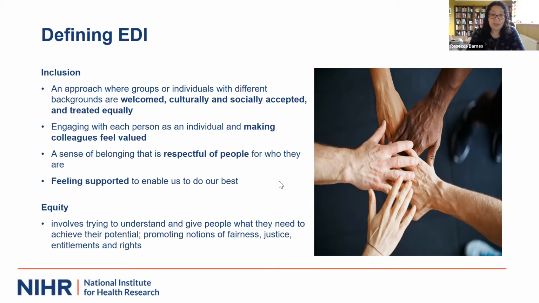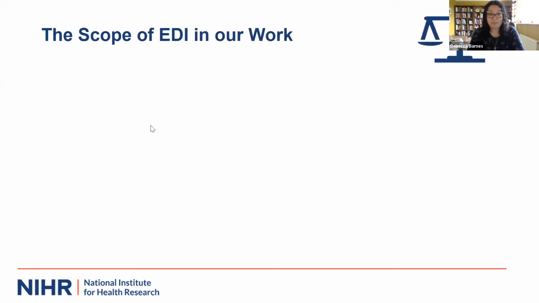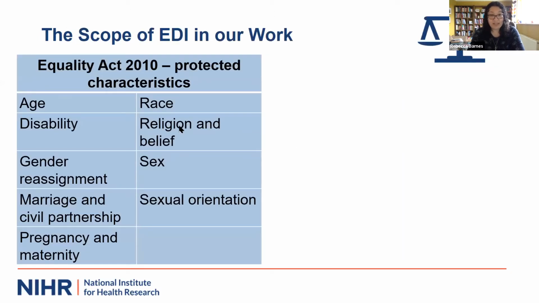Now, these concepts might be familiar from more generic equalities training that you might have done previously, but our focus today is on how to embed them in research design. So next slide, please. Just to provide some context on inclusion in the National Institute for Health Research, inclusion is one of the NIHR's 5 operating principles, as outlined in Best Research for Best Health, the next chapter, which was published by the NIHR last year.